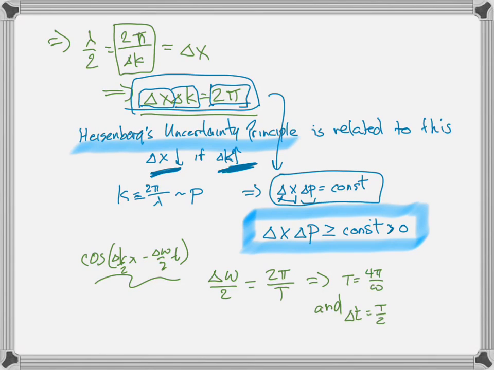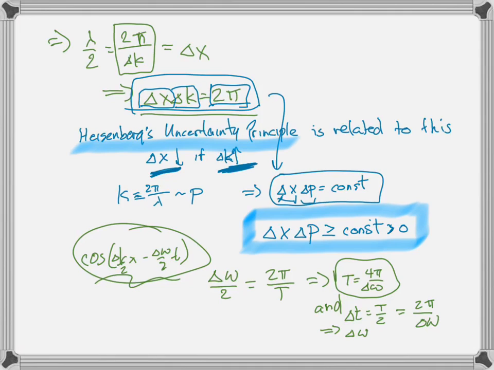So that means the period is 4 pi over delta omega, for this wave packet. And so the amount of time that it takes for half the wave packet to pass you by is period over 2, which is 2 pi over delta omega. So therefore, delta omega delta t is equal to 2 pi. So that tells you about localization of time and frequency.